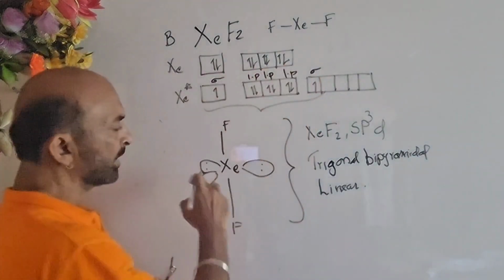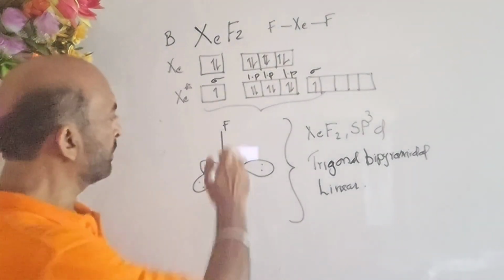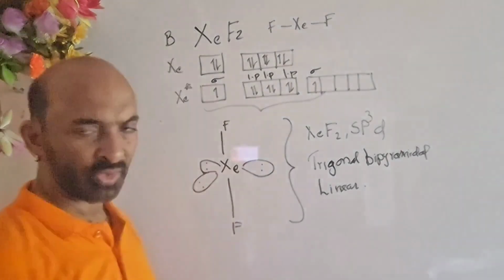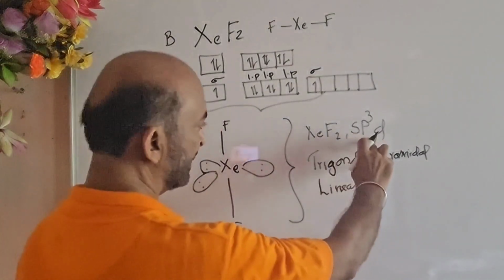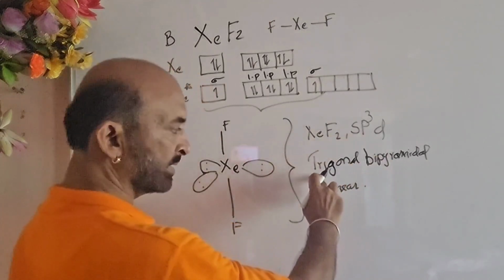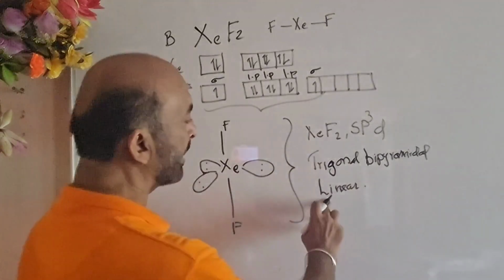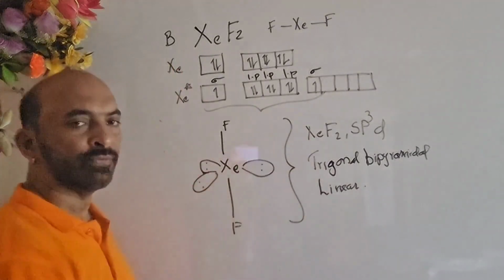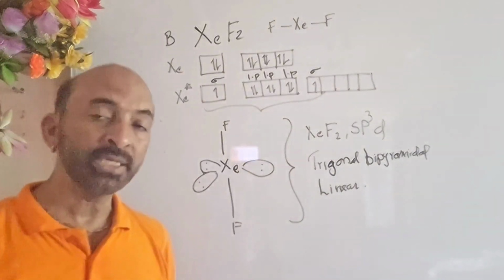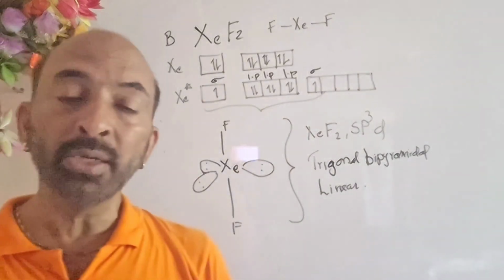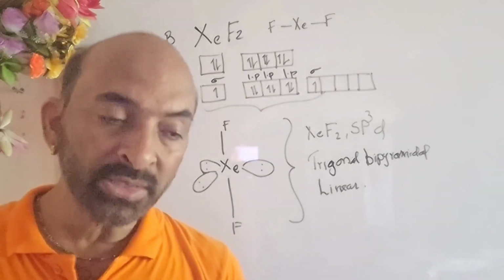So lone pairs are directed towards the 3 corners of a regular triangle, and 2 sigma bonds are located axially. So our XeF2 has sp3d hybridization, the structure is trigonal bipyramidal, and the shape, which excludes the lone pairs of electrons involved, is linear. The shape is linear.